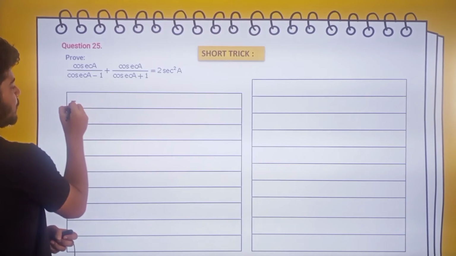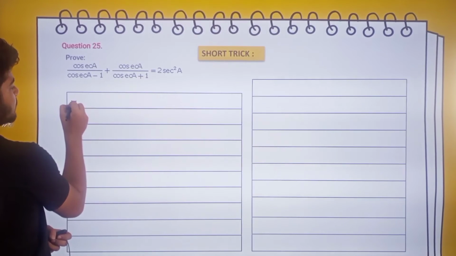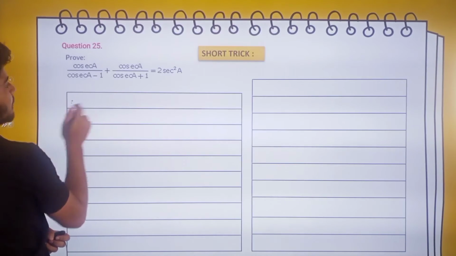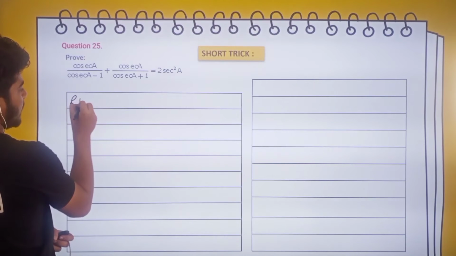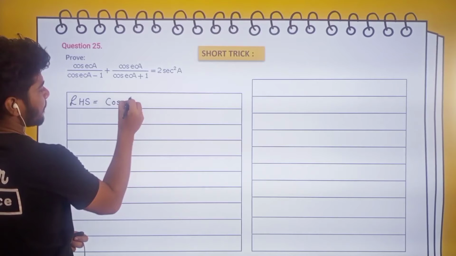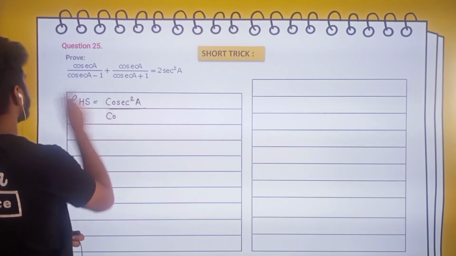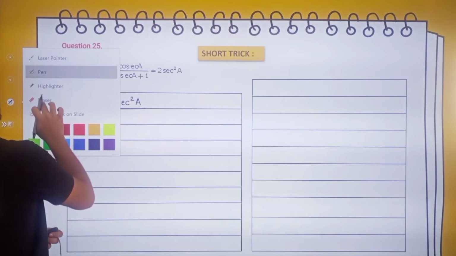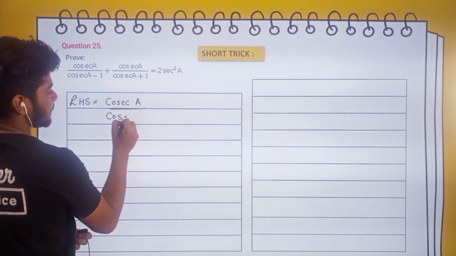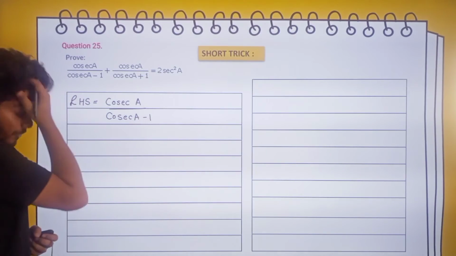Only thing you need to do, we are starting with what? We are starting with LHS. LHS में क्या दिया हुआ है देखो, this is cosec A upon cosec A minus 1. Cosec A स्क्वायर नहीं है, sorry, it's only cosec A. This is cosec A minus 1. Yes, I hope you are with me.